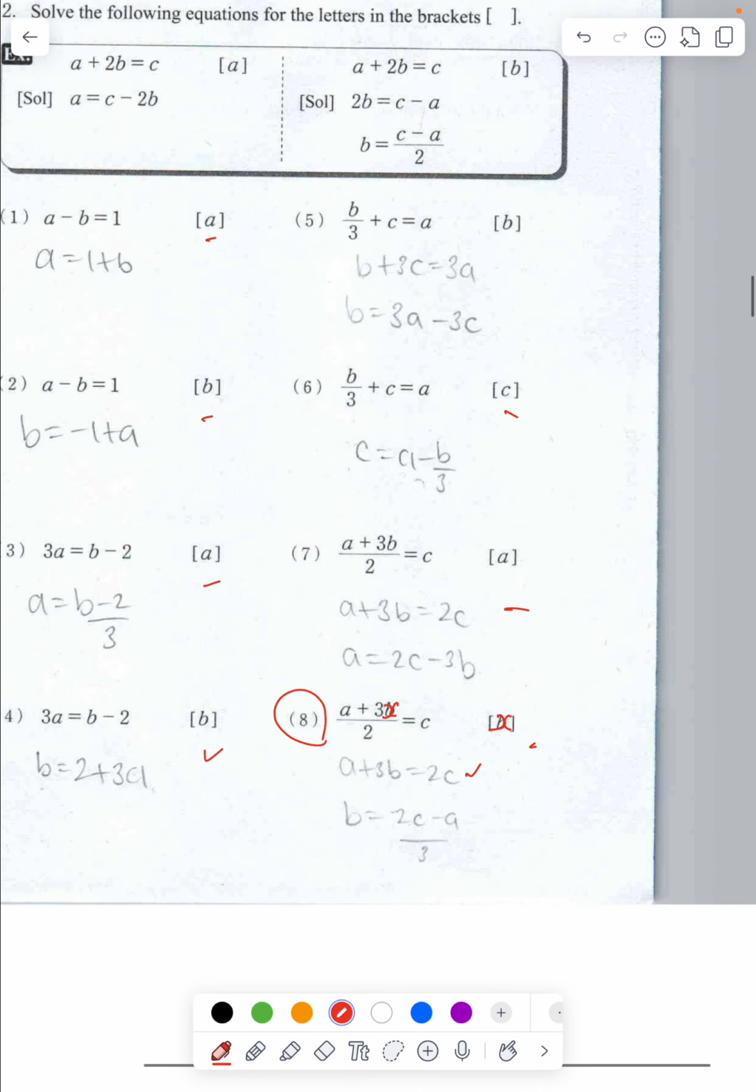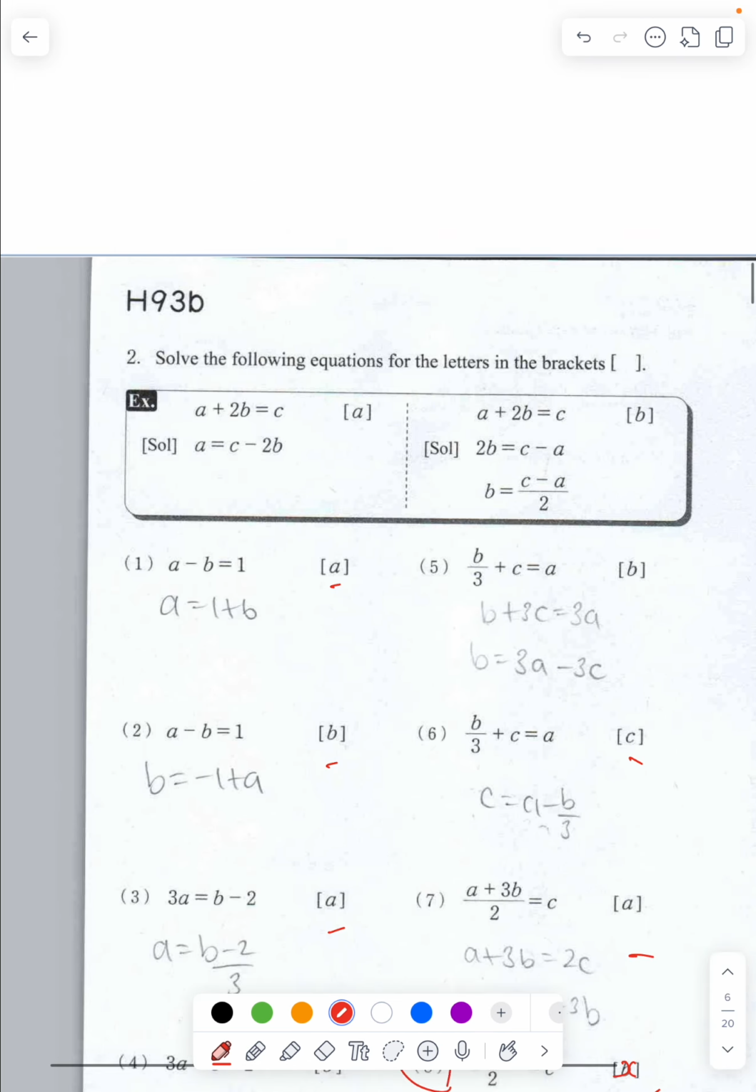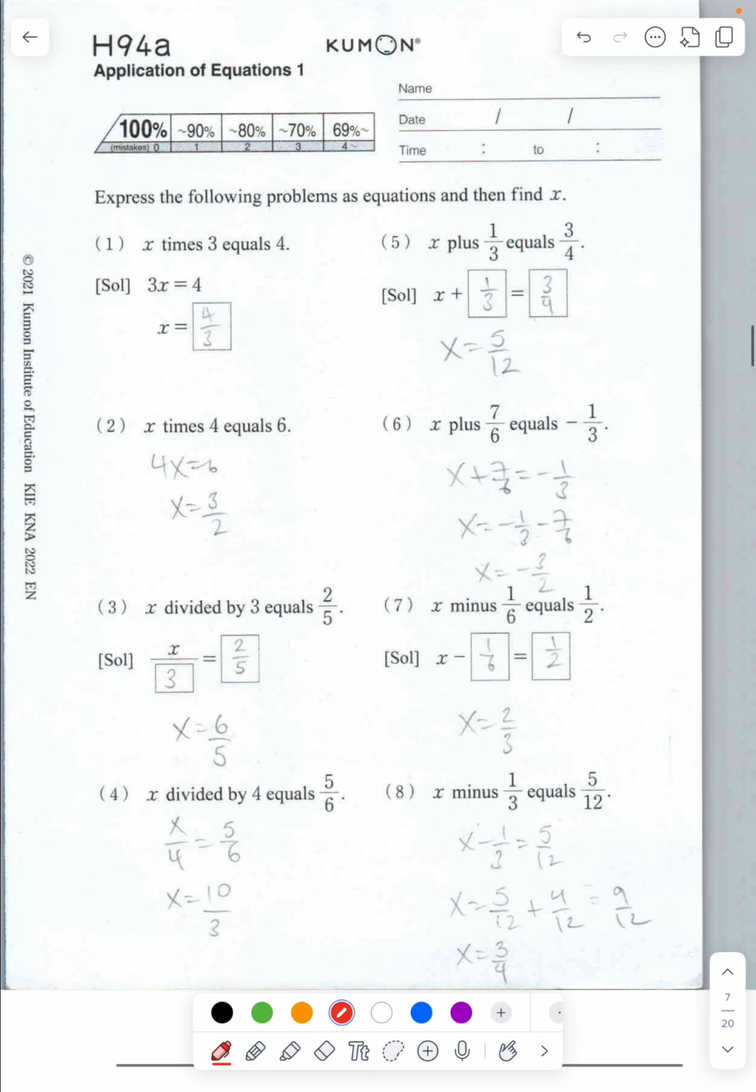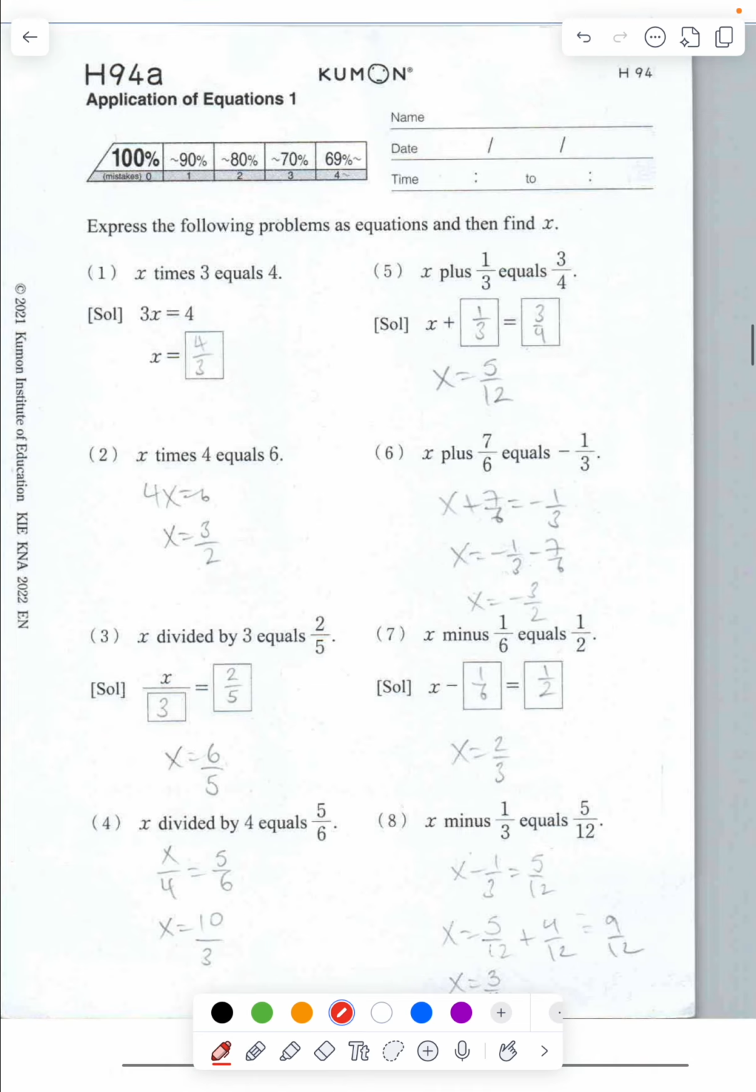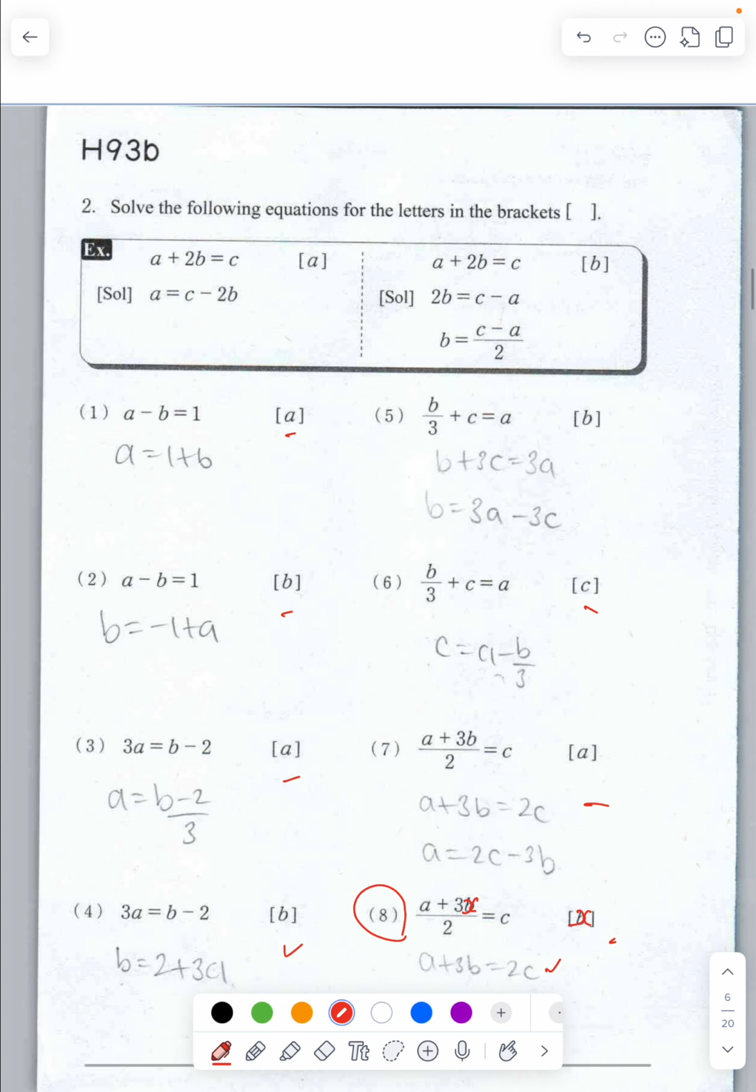So Nora, what was the answer for this one? Yes, please. 2c minus a. Good job. All right, 94A. Can you elaborate your answer, your question, a little bit?